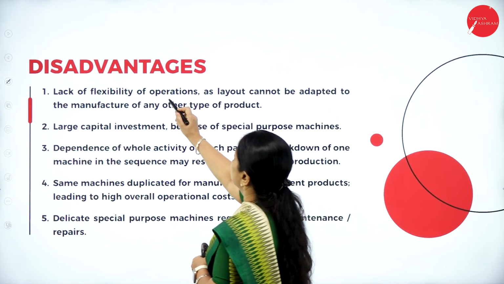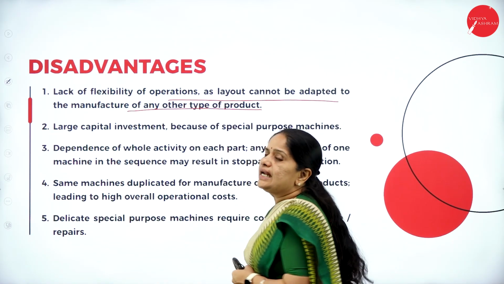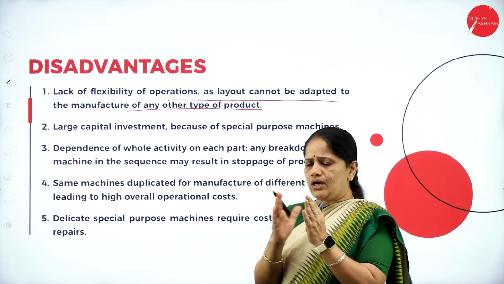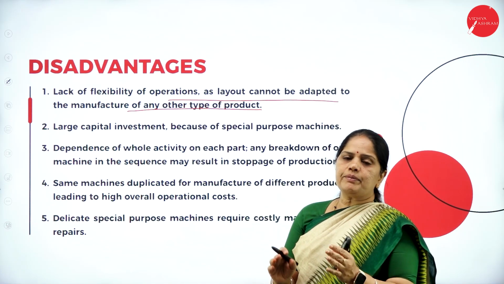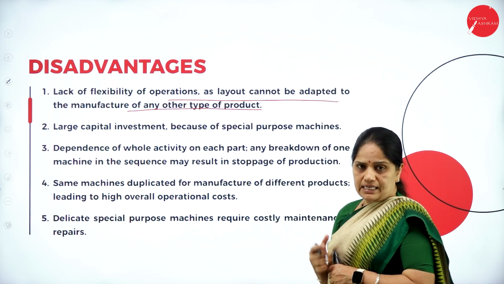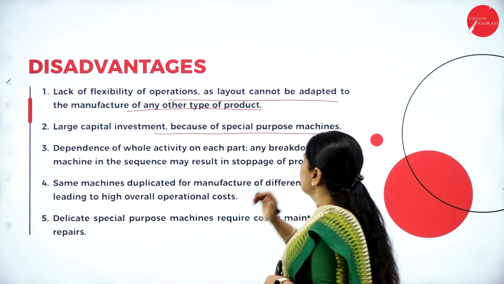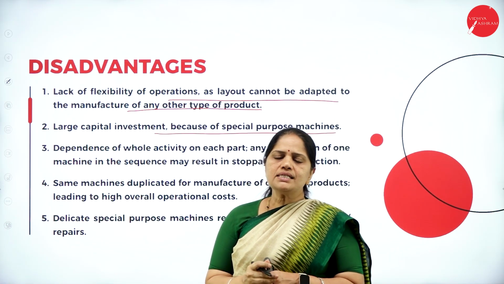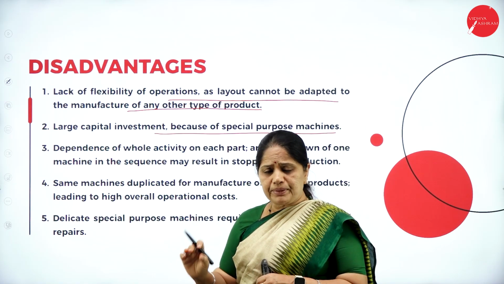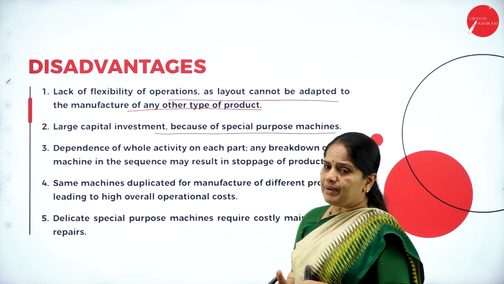The lack of flexibility of operations, as the layout cannot be adapted to the manufacturing of any other type of product. In case of a product layout, the layout will be designed in such a way that it will always manufacture the same product. As a result, there will be no flexibility of operations. Then large capital investment because of special purpose machines. These machines will be used exclusively for the manufacturing of a particular product only, so we need heavy investment for this kind of machinery.